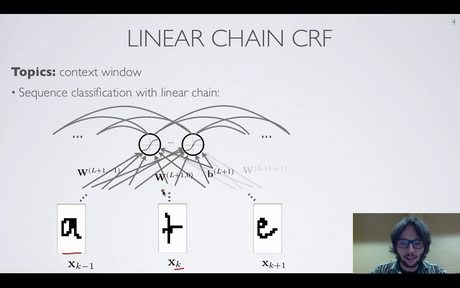And similarly, we have another set of connections which are different, so it's a different neural net that goes from xk plus 1 and then influences the pre-activation that influences the probability of yk.